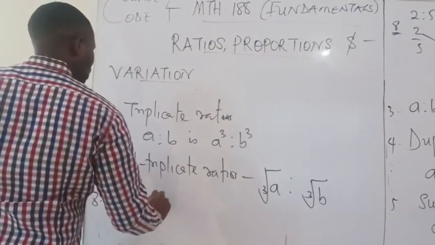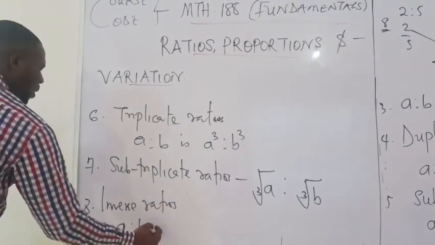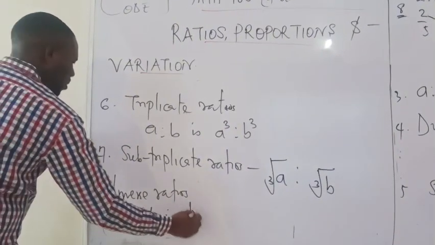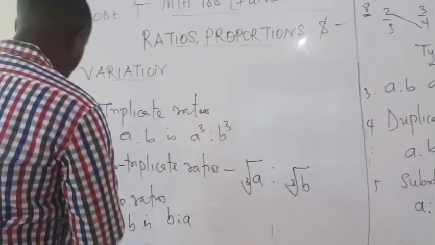And of course we will have inverse ratios. Given ratio A to B, its inverse is given by just inverting this, that is ratio B to A. And of course we could have compound ratios.